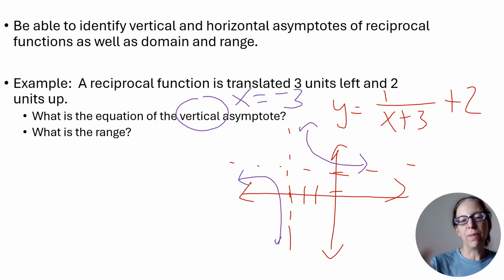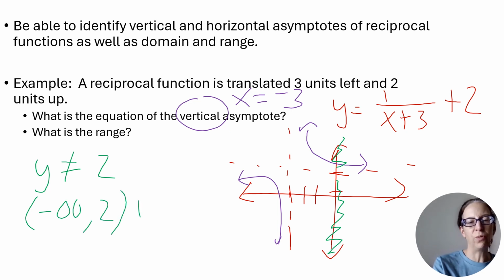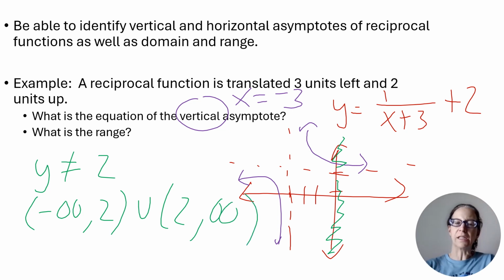And then you might be asked something like, what is the range? You could do that by looking at this, like it goes up until you get to the 2 and then continues on. So you have that asymptote there. So it could be something like y does not equal 2, or it could be like -infinity to 2 and then 2 to infinity. Either one of those notations is fair game. And there are a couple of multiple choice questions along those lines.